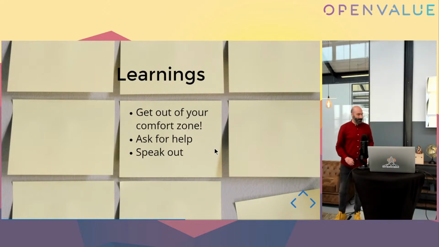So I think the learnings are really important. Get out of your comfort zone. Maybe that's a little bit broad, but I think that's the first thing you need to do. Also, make sure that you ask for help, because, well, you cannot do this alone. And you have to look for people that are talented in a way that can help you along the way. And you need to speak out sometimes, because you want to steer certain things in a certain direction, and for that you need to speak up.